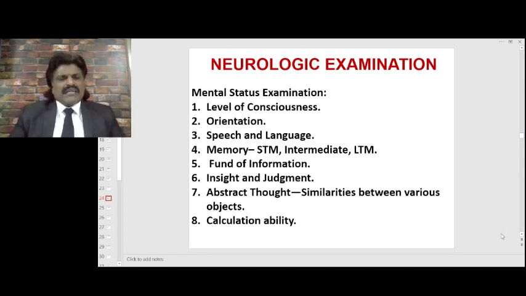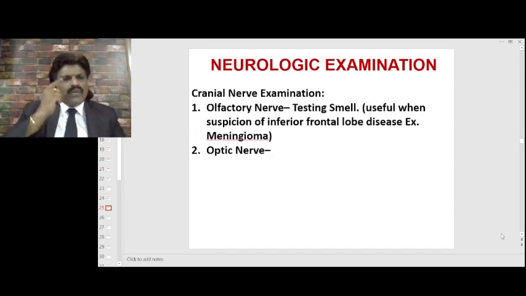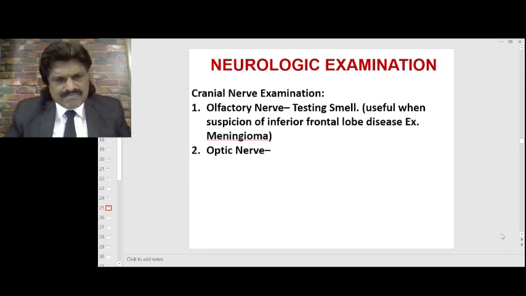Calculation ability: depending upon his education status, we give simple forms of calculation, like subtract 9 from, say, 90, and again subtract 9 from 81, and just see how he goes. So these are all the important 8 points of mental status examination. After mental status examination, we check the cranial nerves.